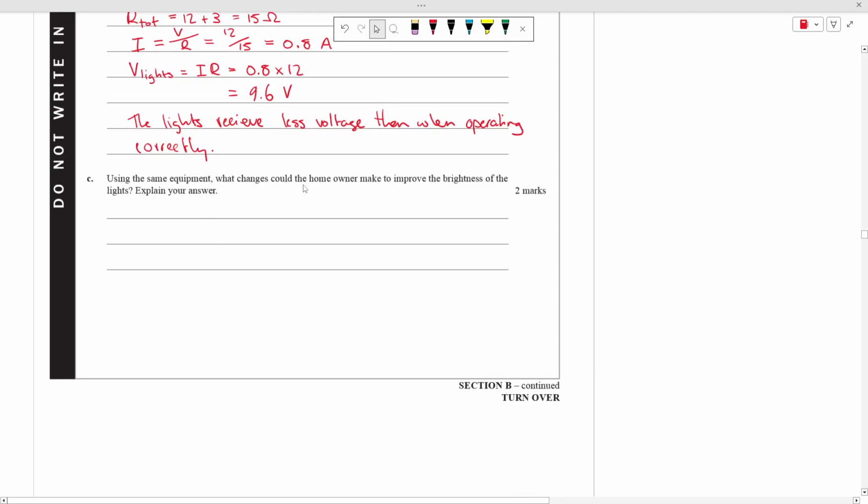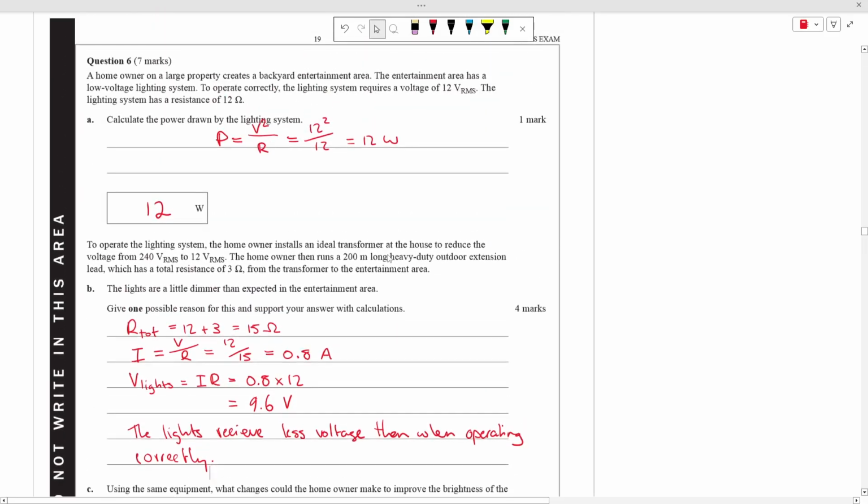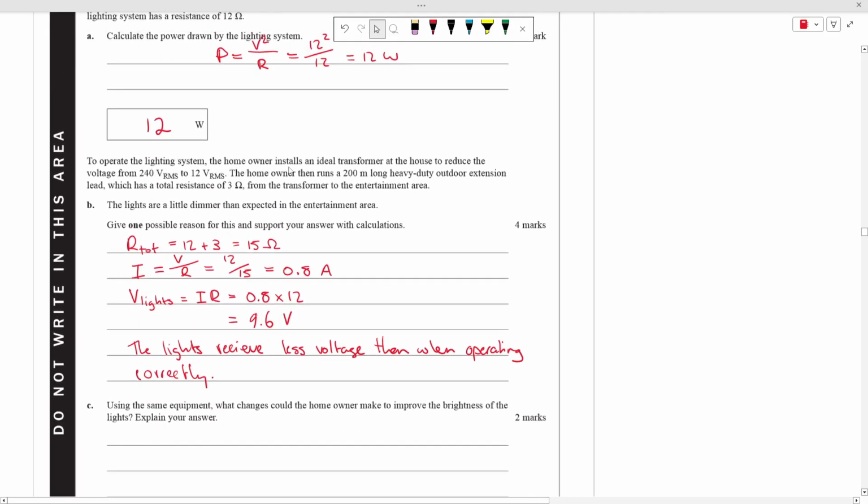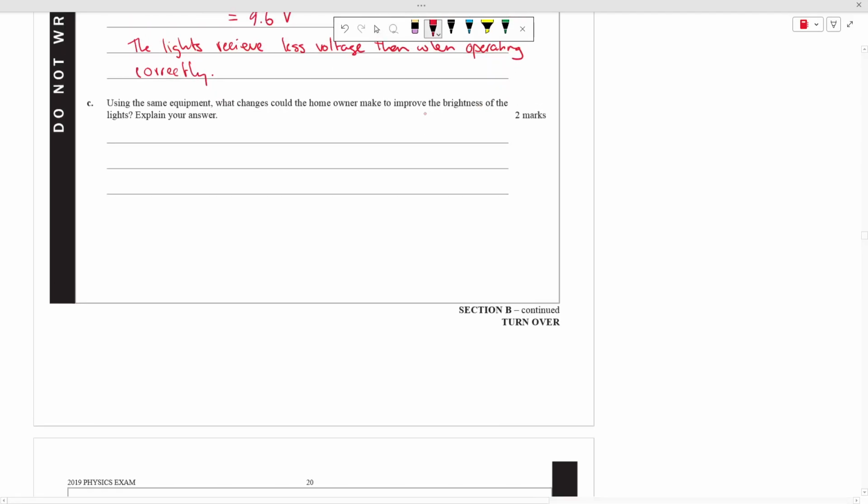Using the same equipment, what changes could the homeowner make to improve the brightness of the lights? Explain your answer. So here it says that they've got a transformer that steps down the voltage, but then they run this cable from the transformer to the entertainment area. So one thing that they could do is maybe, if I draw a picture, so here's your voltage source, then you connect that to your transformer, and that's a step down, and then that connects directly to the light globe.